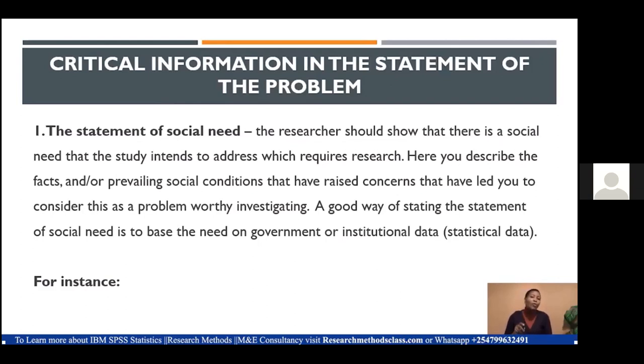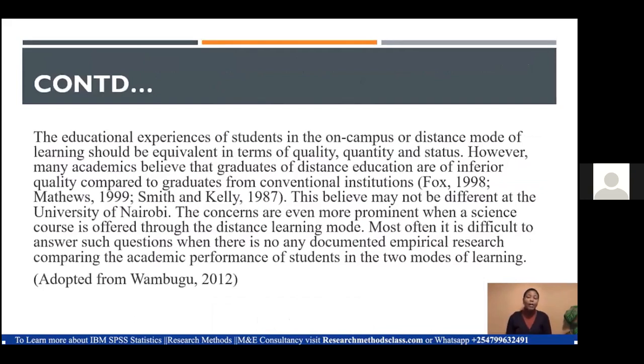It is not based on hearsay. And because we are in the social sciences, we are going to the field to solve a social problem. Therefore, as you state your problem, the first paragraph should show the need. That is what we call the statement of social need. In this statement, you are telling the reader that there is a social problem that you need to address, and it can only be solved using research.